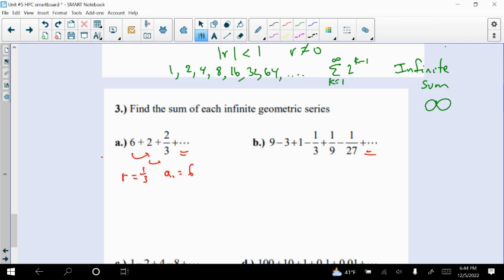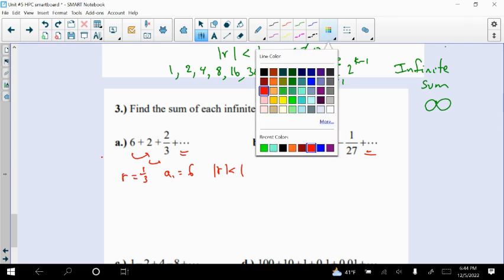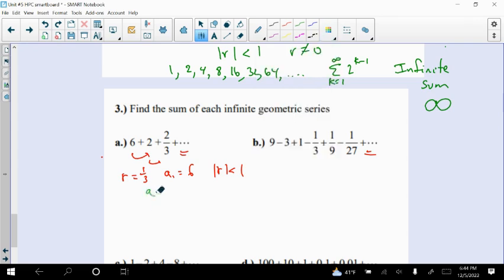It's infinite. It's a geometric series. Its ratio is definitely less than 1. So I now can apply the formula a over 1 minus r. My a term is 6, and my ratio is 1/3, so 1 minus 1/3 is 2/3. So 6 over 2/3, and you could multiply by the reciprocal. I'll show that there. That's 18 over 2, which is equal to 9. Okay.